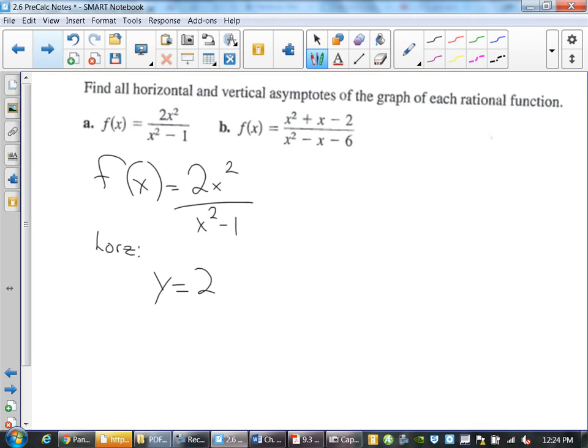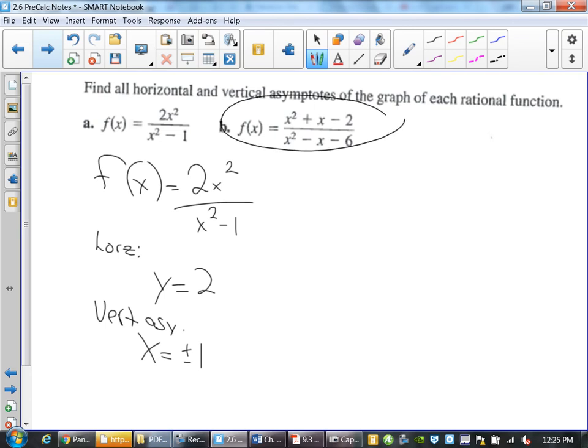Sorry. So we know the horizontal asymptote in this case is going to have to wind up at y equals 2 because the degrees are the same. Where are your vertical asymptotes? Vertical asymptotes are going to be where? Plus and minus 1. Very good.